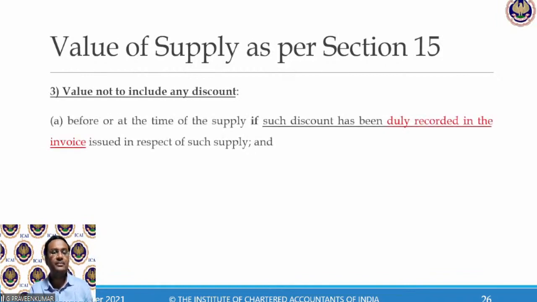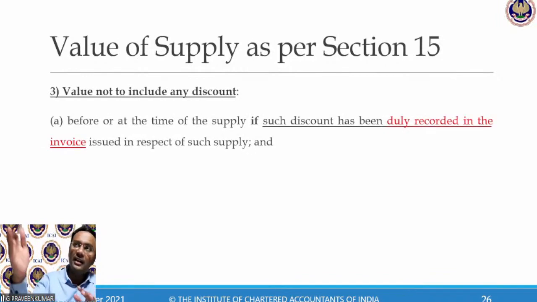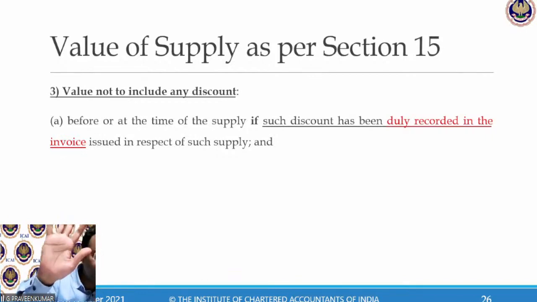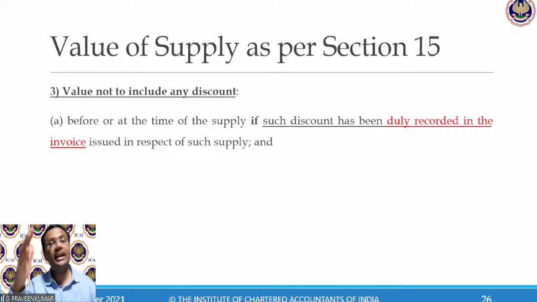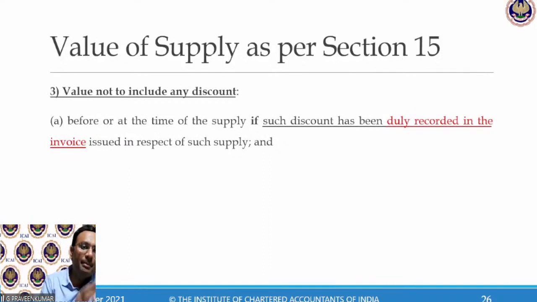Moving further, all along we are talking about what the transaction value is and what all elements I have to add into supply value. When I talk about adding, there are 5 sutras under subsection 2. Now subsection 3 says, let me exclude something. What is that? Value does not include any discount given before or at the time of supply if such discount has been duly recorded on the invoice.